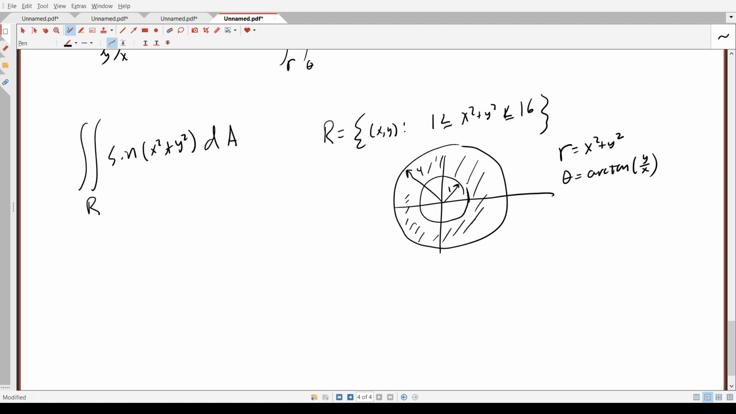So if I write this in terms of polar coordinates, this is going to be sine of r squared times r. Remember, I have to include that. And then I need to pick if I want to integrate first with respect to r or with respect to theta. What do you guys think? dr d theta or d theta dr?